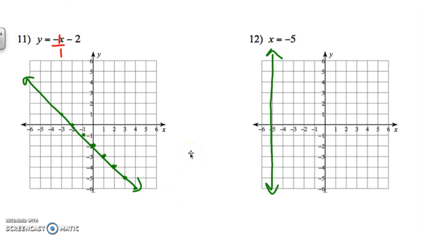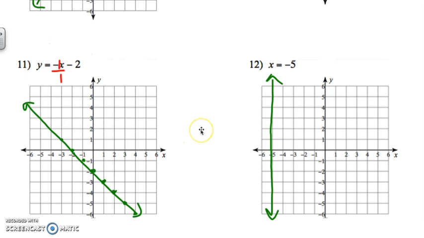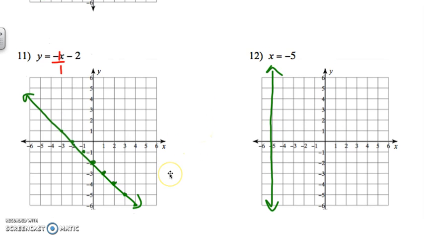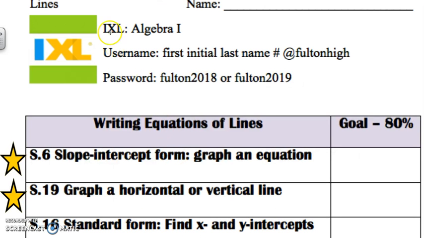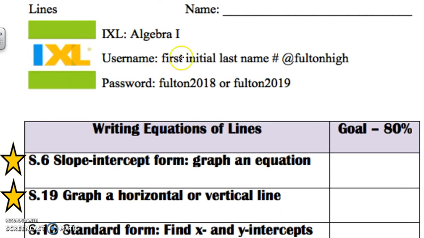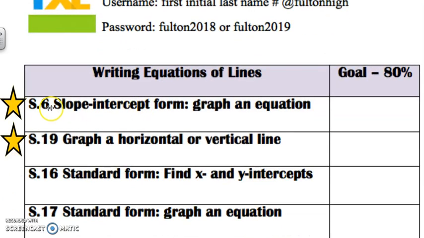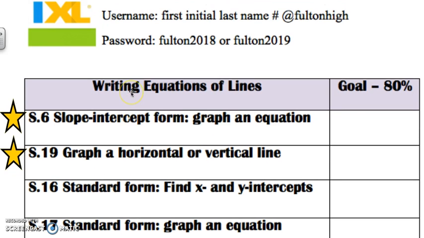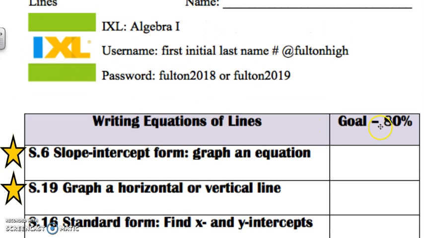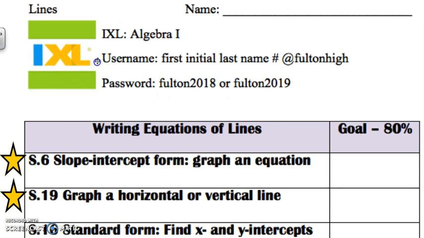Okay, so if you had any questions on those, please raise your hand and I can definitely help you out. But if not, you are ready for practice. And so you can log on to your IXL, and you can do S6, graphing an equation, and then S19, which is graphing those horizontal and vertical special cases. So just 2 IXLs to complete today. Remember, if you can't get to an 80%, you're more than welcome to get to a 70. But turn this in by the end of class.